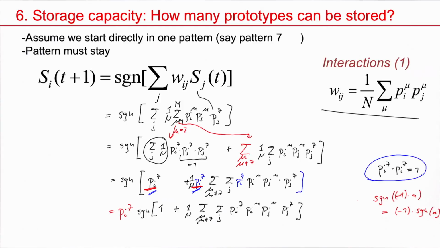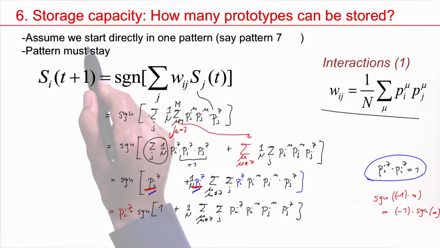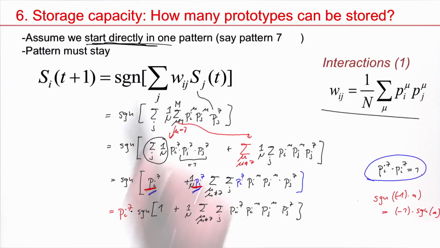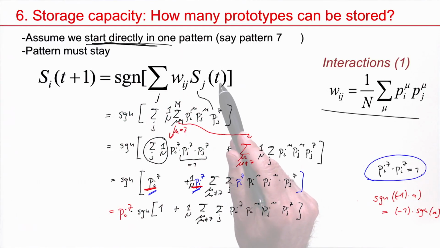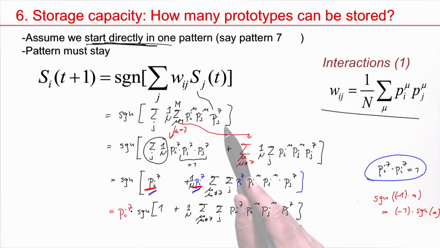May look horrifying to you, but it's actually quite illuminating. Let me try to explain it a little bit. So we said we start directly in one of the patterns. So we had that Sj at time t is equal to the pattern pj7.